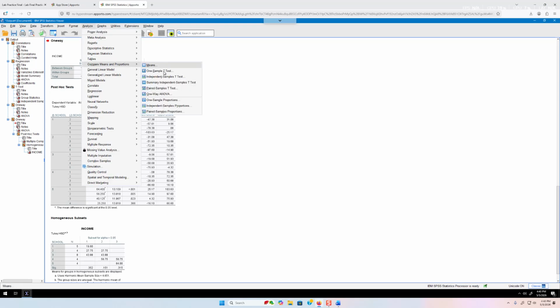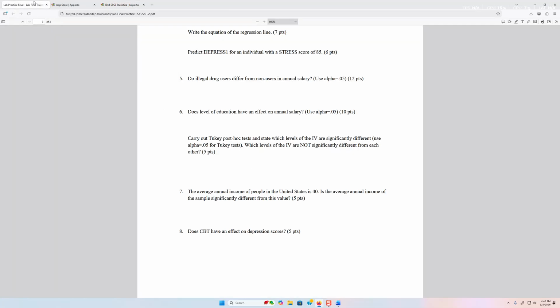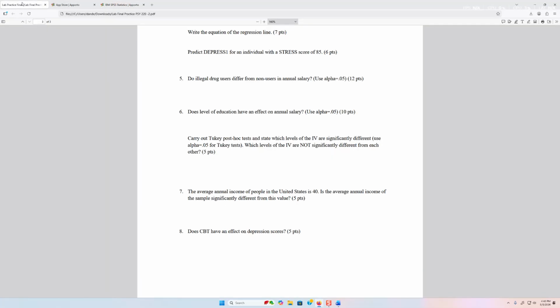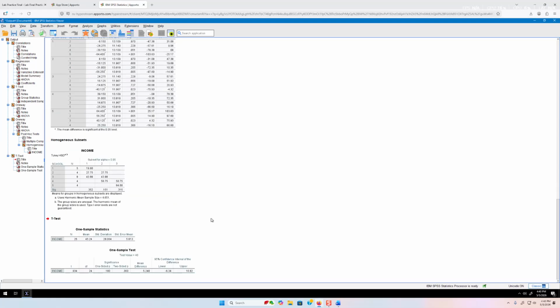Analyze, compare means, one sample t-test, and we're comparing income to 40,000. Is income greater than, no, different than 40? So two-tailed test. Let's look at income. So put income here. We're testing against 40, so 40 goes in the box. We don't need effect size. Hit OK. Is income different than 40?